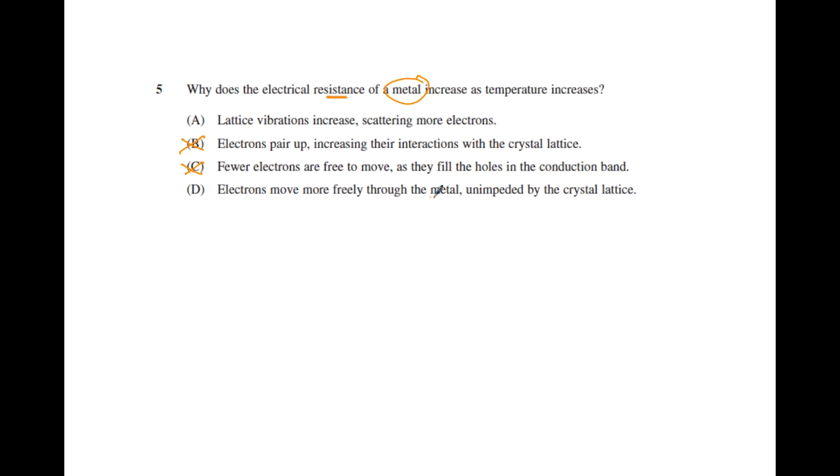Electrons move more freely through the metal unimpeded by the crystal lattice. That is totally about superconductors. They're unimpeded, so therefore we have no resistance. So that discounts that response as well.